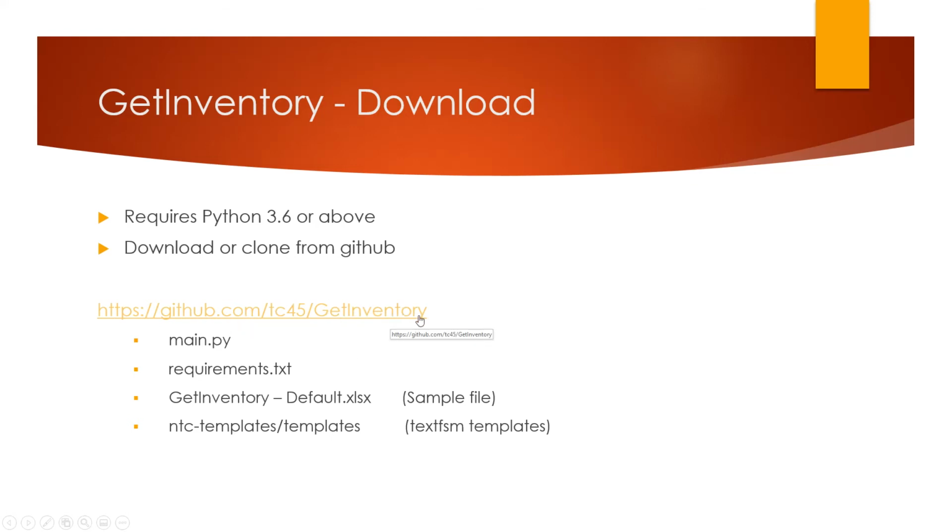And pull down either a download of the zip file, or if you're using an application to pull it down, you can actually clone the entire directory. So within the directory, you're going to find basically the main script file. This is where all the guts of the script are. There is a requirements.txt file, which we'll talk about in a second, that allows you to easily install the library dependencies. And then there is a sample Excel spreadsheet called GetInventory-default.